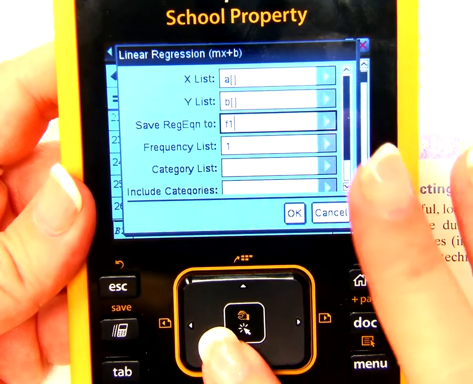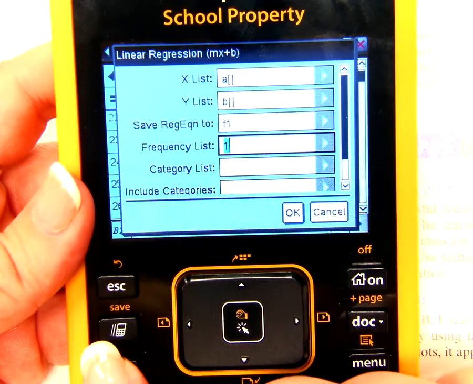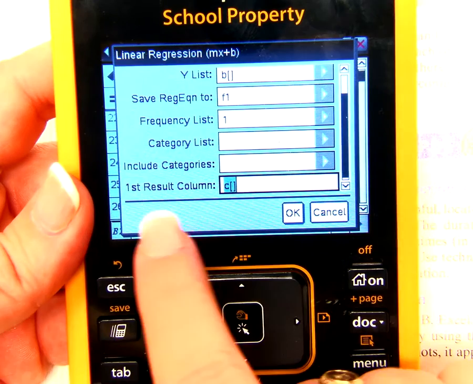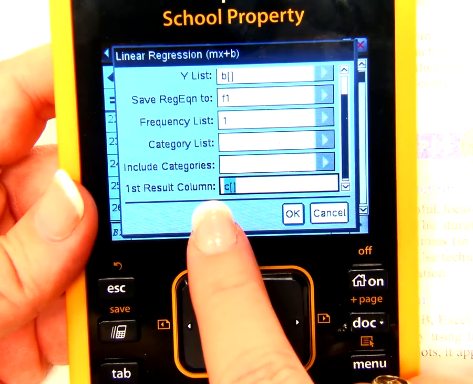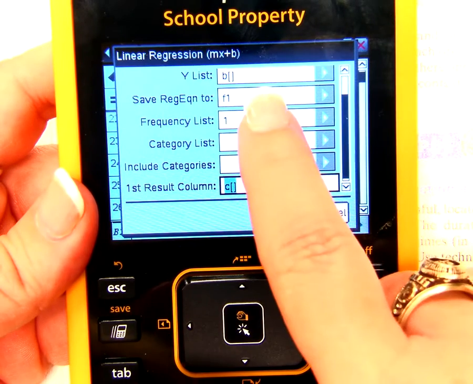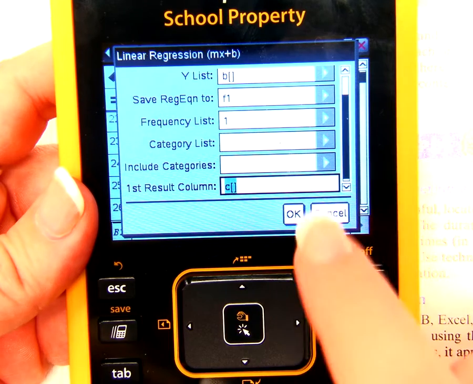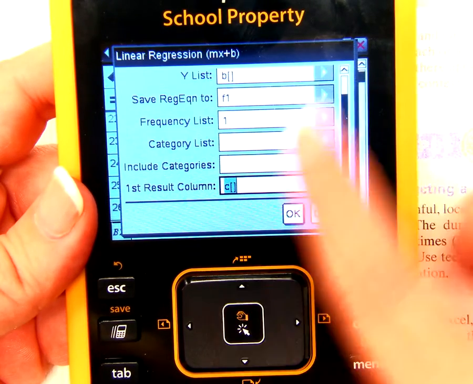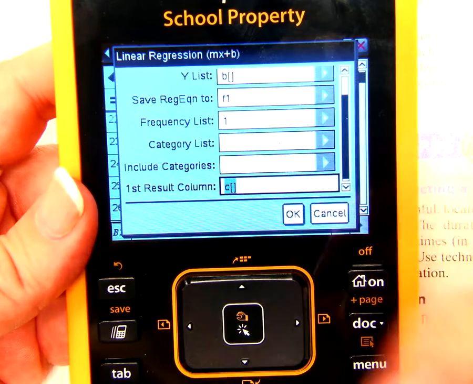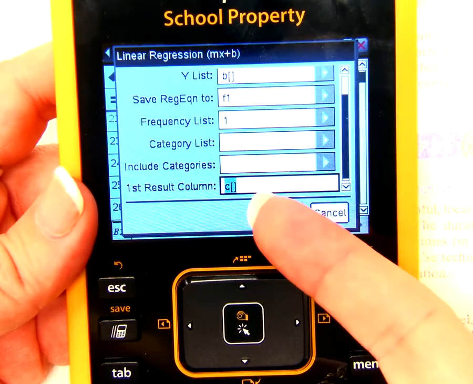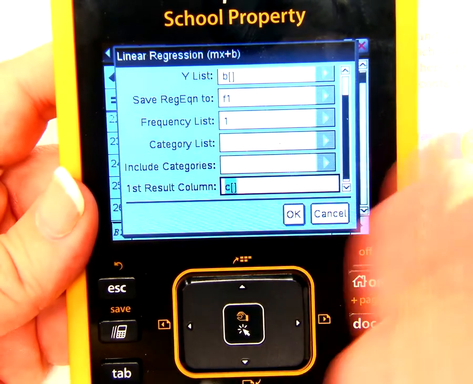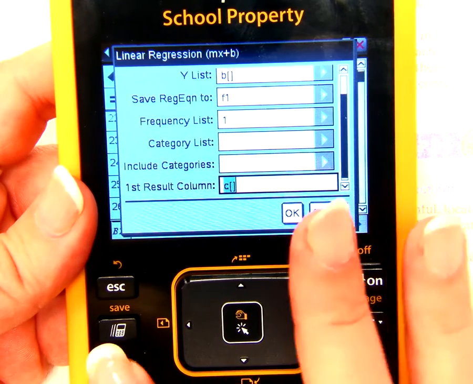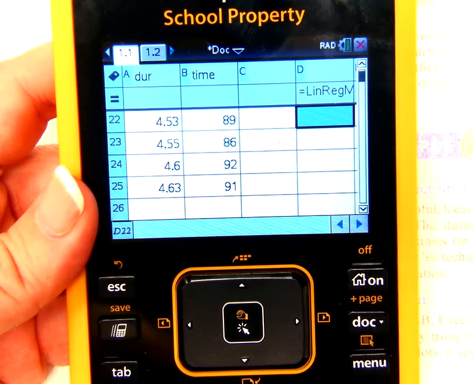Okay? Frequency list, I don't have to worry about. Category list, I don't have to worry about. Including categories, I don't have to worry about. First result column. Well, if A and B are where my lists are, I don't want to put my results in A or B. Now it comes up as C because it's read that I have them in A and B, so C is probably fine. Some people like to put it starting in D so that there's a little space there, but it doesn't matter. Okay, I'm going to put mine in C, and then I'm going to hit OK.